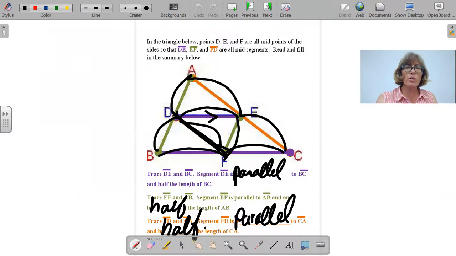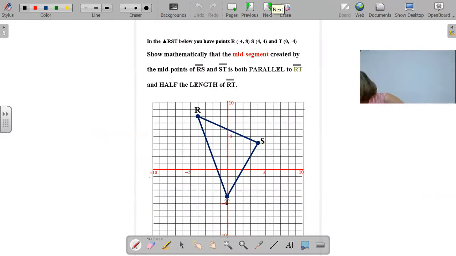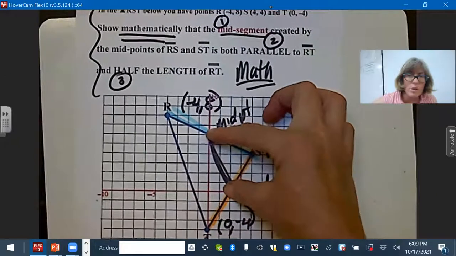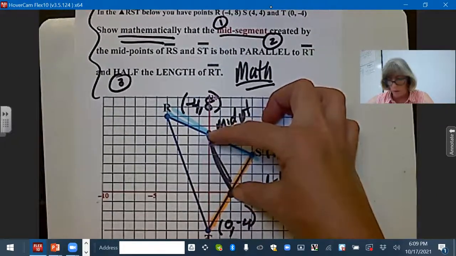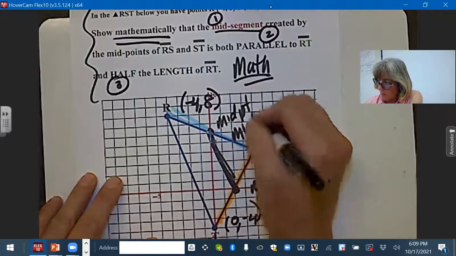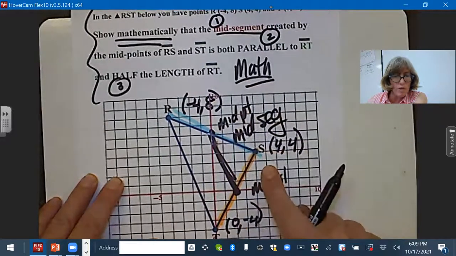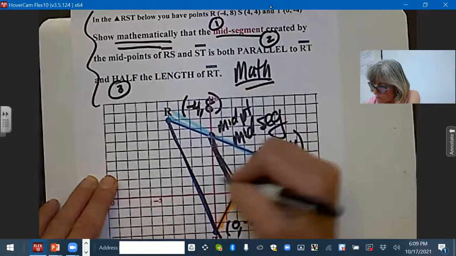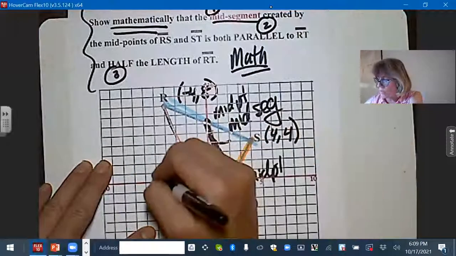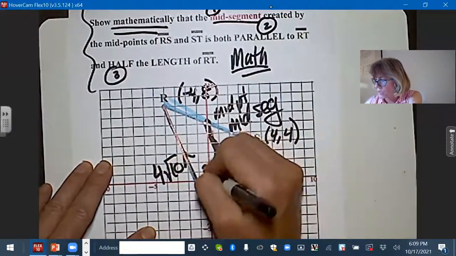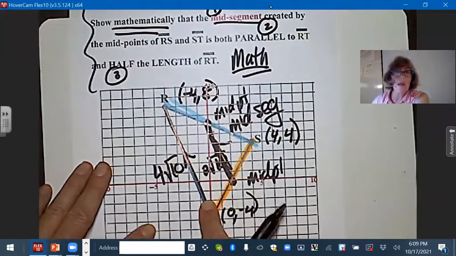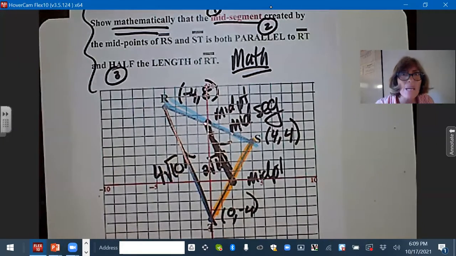So back to our original, what we did here. We proved mathematically. First, we found the midpoints using the midpoint equation, so we proved it was a midpoint. That was the first thing. We proved that this was a mid-segment using the midpoint equation. Then we proved that the slopes were equal, which showed that they were parallel. And then we found this distance was 4 root 10. This distance was 2 root 10. Therefore, this is half of that. Our math has meaning.